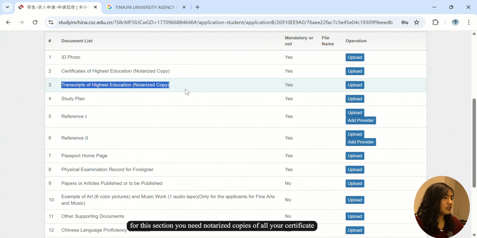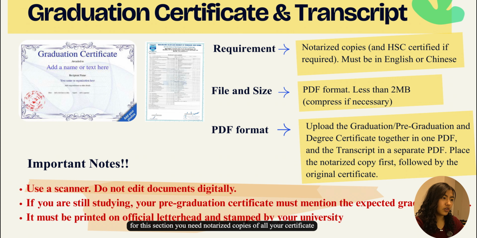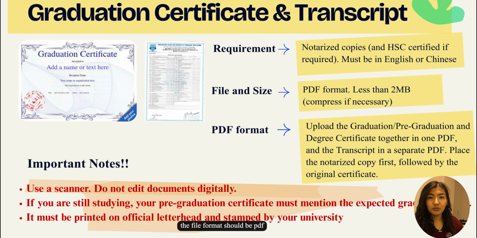For this section, you need notarized copies of all your certificates. In some cases, an HSC certificate may also be required, but all documents must be in English or Chinese. So if your original documents are in another language, then you must provide an official translation and a notarized copy. For almost all the documents you upload, the file format should be PDF and each file must be less than 2 MB. If the file size is larger, then you can always compress it using an online compressor.